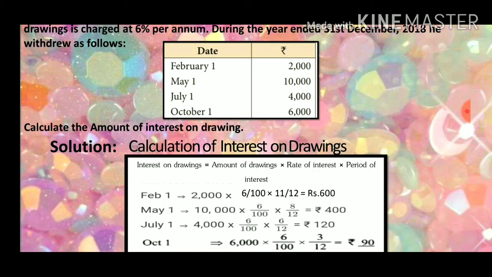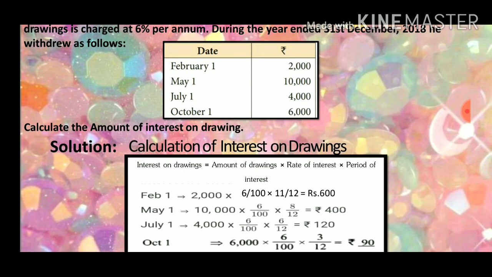Then May 1st, rupees 10,000 into 6%, 6/100 into 8/12. 8/12 means May to December. Taken May to December: May, June, July, August, September, October, November, December. So 8 months, 8/12. The period of interest is 8/12. So we get rupees 400.